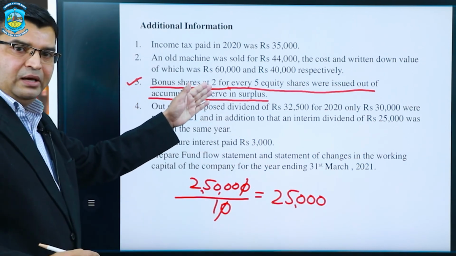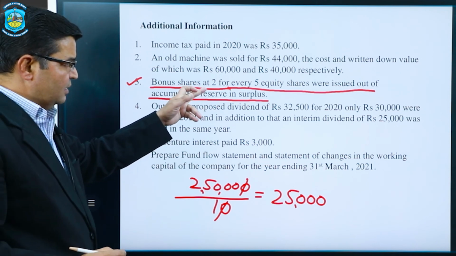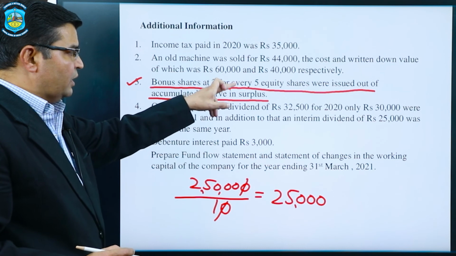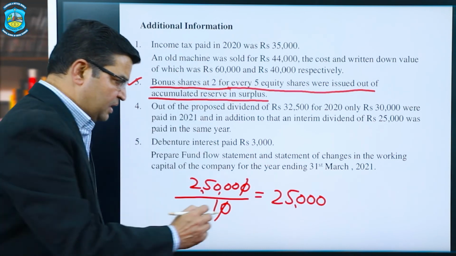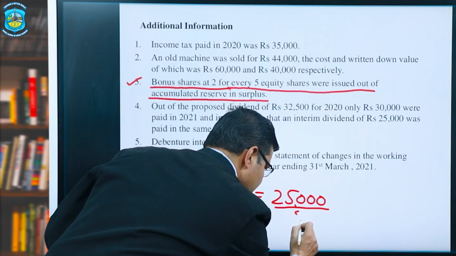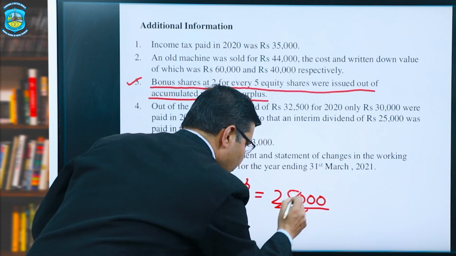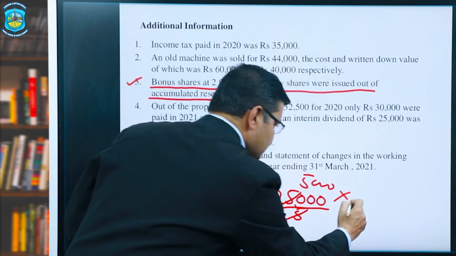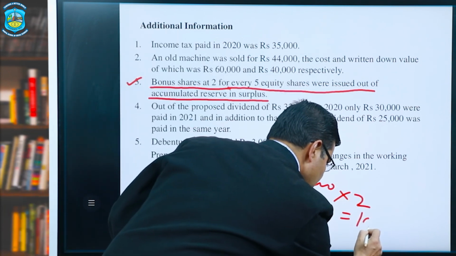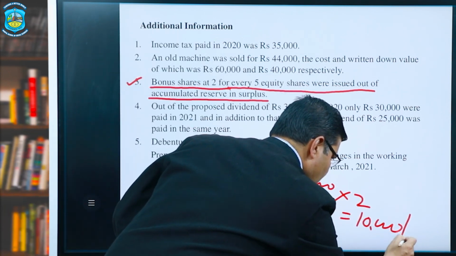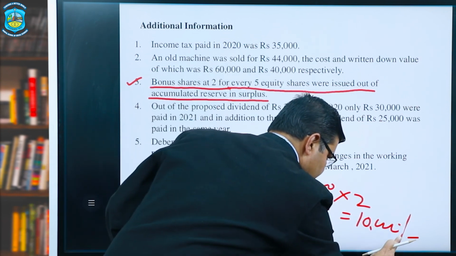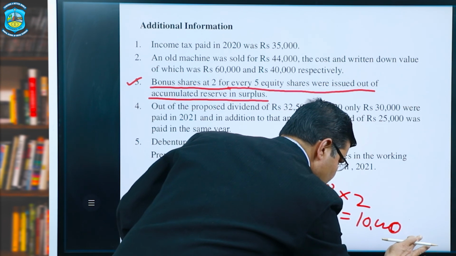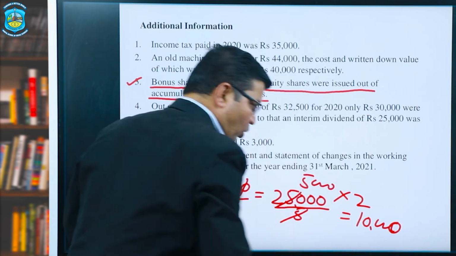It is clearly mentioned over here that bonus shares are at 2 for every 5 equity shares. It means if we divide by 5, it will be equal to 5,000 shares, and just double that means a total of 10,000 shares. Not rupees, it is actually 10,000 shares the company is going to issue as bonus shares.